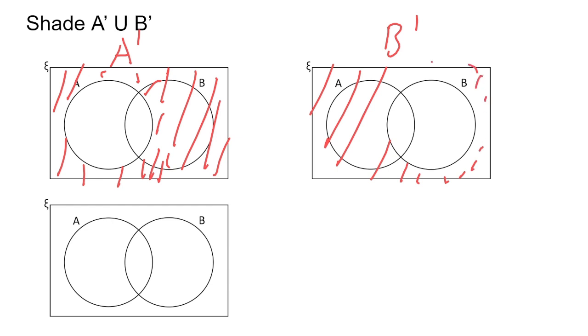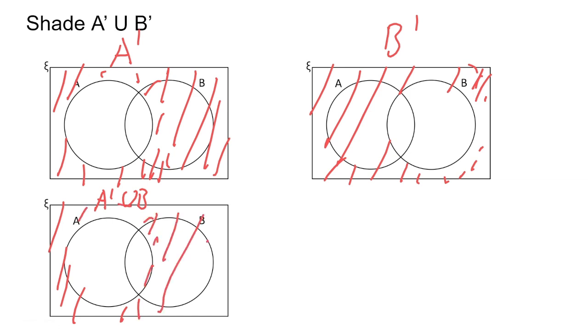Yeah, it's basically everything that's not in the B circle. And then A complement union B complement can either be in A complement or in B complement. So first shade A complement, and then also shade B complement, which is just the out part here.